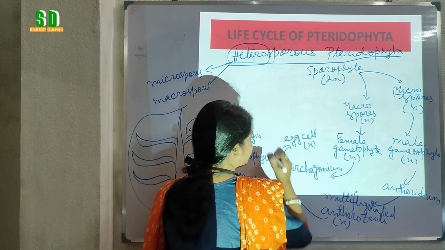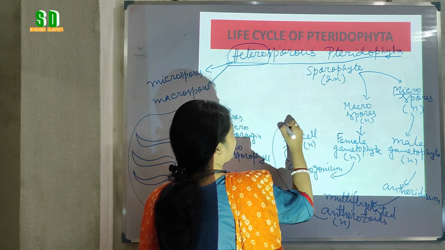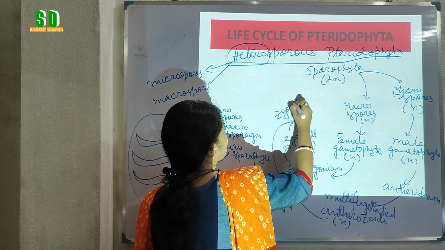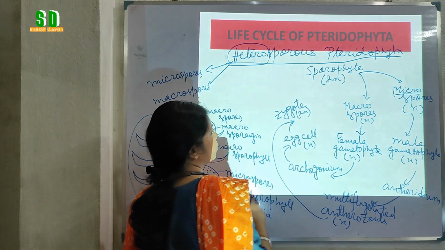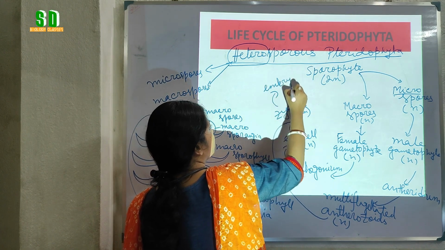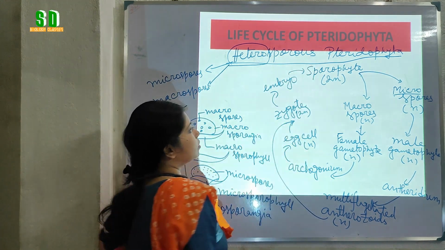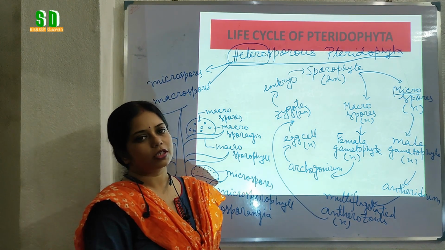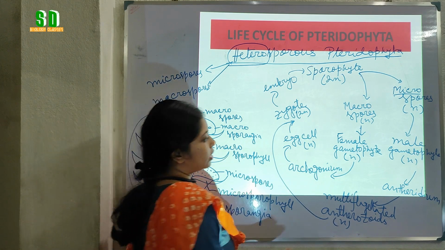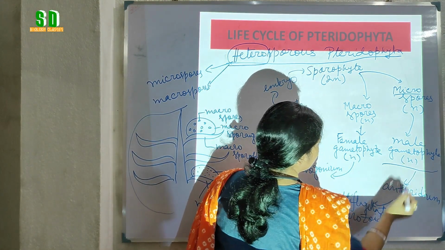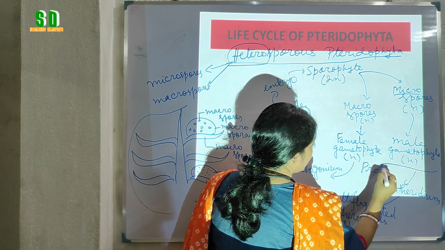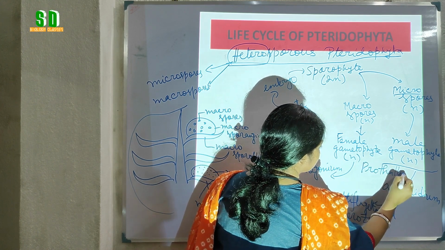The multiflagellated antherozoids come and fuse to the egg cell. As a result, zygote is formed, that is 2n or diploid in number. Zygote divides, gives rise to the embryo, and from the embryo the sporophytic plant body is formed again. So here again we can see the gametophytic structure that is also called the prothallus.